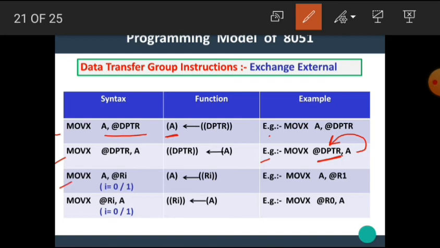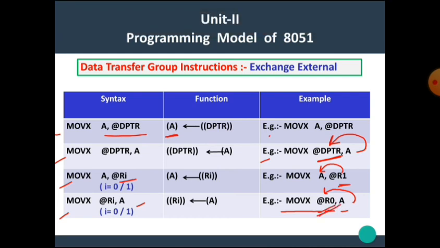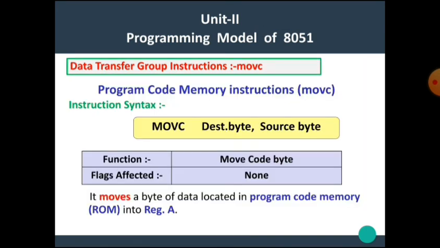The next instruction is MOVX A, @Ri. That means whatever data is pointed to by this Ri register, or this R1 register, is copied into the accumulator. Similarly, we can say about this instruction MOVX @Ri, A. That means MOVX @R0, A. The content of the accumulator is copied into the memory location pointed to by the register R0. I hope you all understand the MOVX instruction.